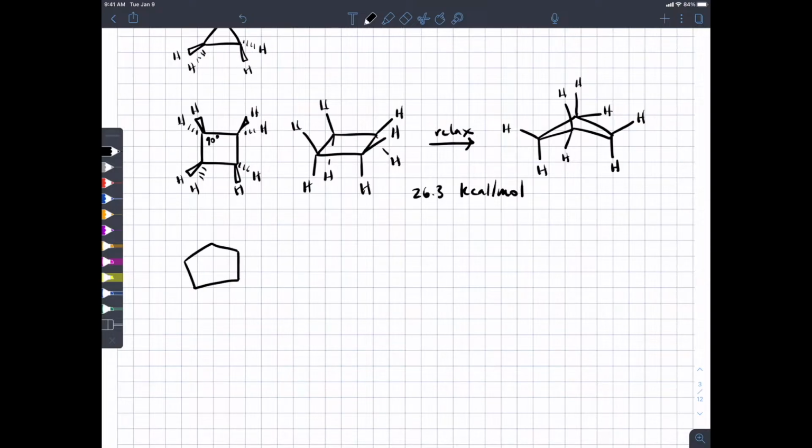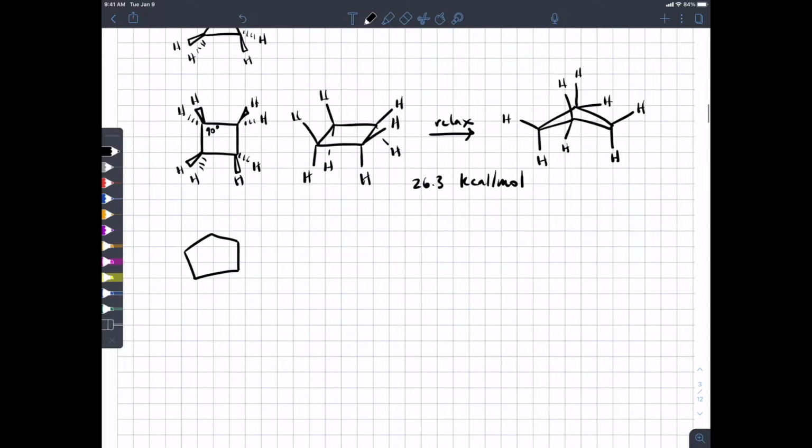So let me show you a couple examples of the puckered conformations for cyclopentane. One of them is called an envelope conformation, and that is where atoms 1, 2, 3, and 4 are basically in close to the same plane, and then atom 5 is out of the plane. Why do they call this an envelope conformation? Because it looks like this is the envelope.